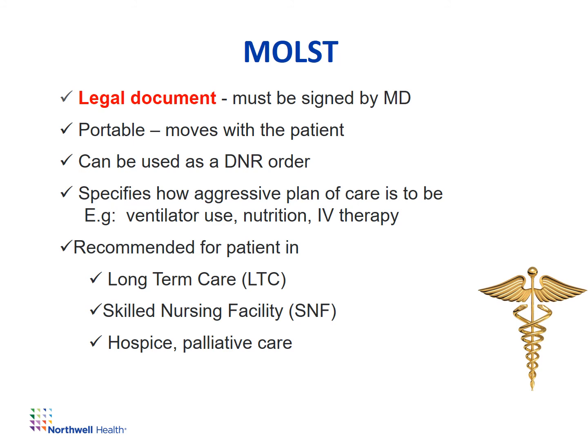It can be used as a DNR order, and it specifies, again, how aggressive the plan of care is to be. Examples: do they want to be on a ventilator? What type of nutrition would they want? Would they want IV therapy, and what type? It is recommended for any patient who's in long-term care, in a skilled nursing facility, or in a hospice situation, or receiving palliative care.